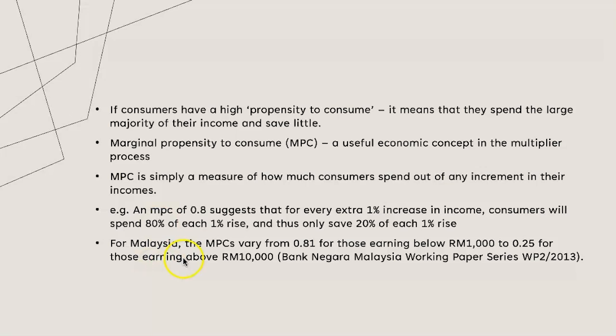Then for Malaysia, the MPC may vary from 0.81 for those earning below 1,000 to 0.25 for those earning above 10,000. So those who earn lower will have a higher MPC, and the opposite, those who earn higher will have a lower MPC. The higher the MPC, the higher the multiplier. It means more money is passed on at each stage. So usually, people who earn less money or live in a poorer country usually have higher MPCs.